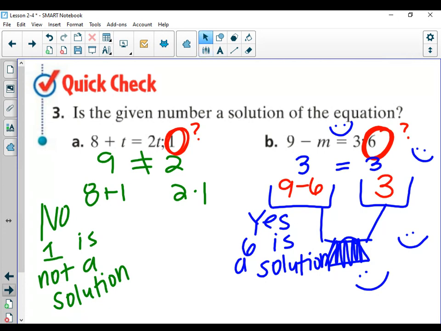Back to our 2 goals of the day. Find the 3 types of equations, true, false, or open sentence. And if it's an open sentence where they give you the number, test it. Is it going to fit in there or not? You can expect the same type of questions on page 84.